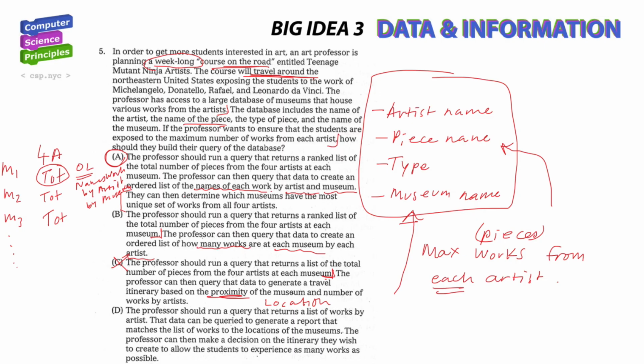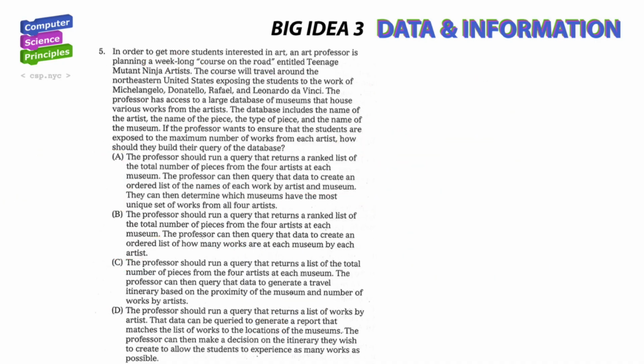It says the data can then be queried to generate a report that matches the list of works to the locations of the museum. So this bit here is problematic. So A and B are very close in their descriptions. A has a little more detail, and I'm tending towards A, but just keep in mind again that some of these questions I believe are not constructed as well as they could be. But I'm going to go for A for question 5.